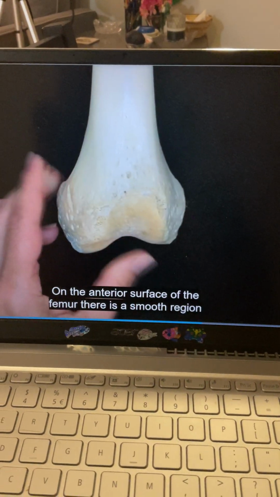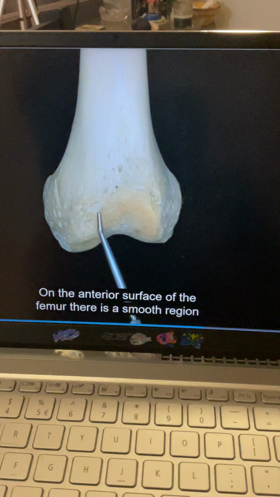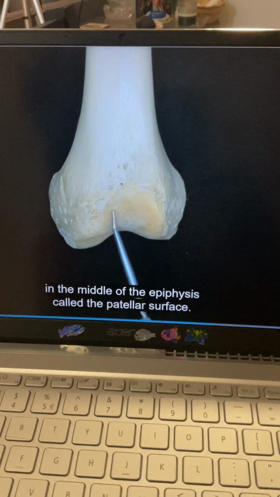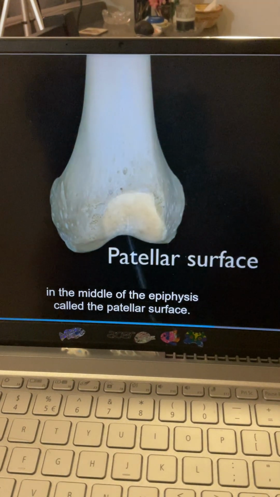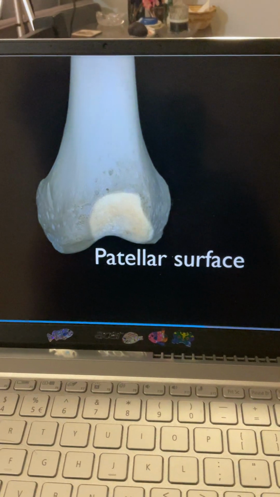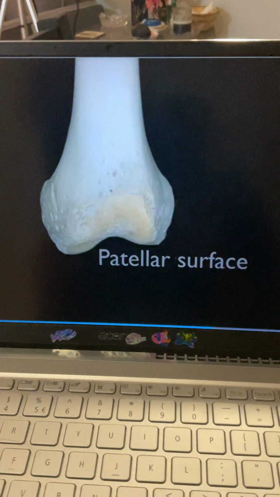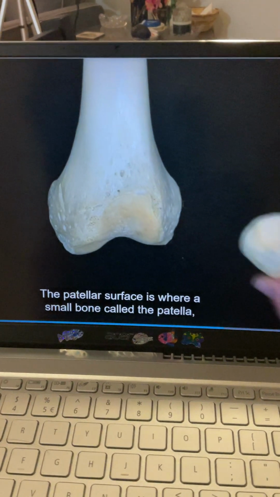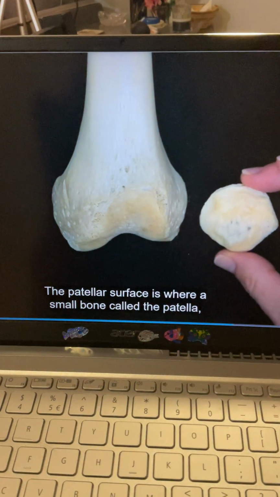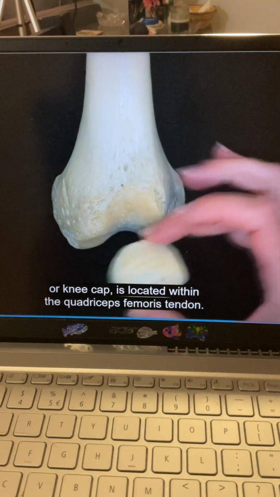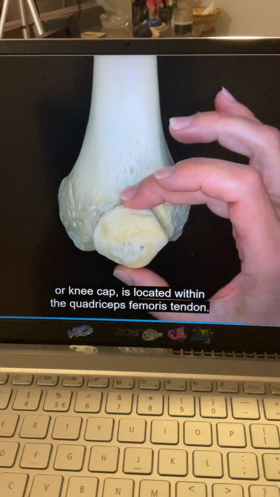On the anterior surface of the femur, there is a smooth region in the middle of the epiphysis called the patellar surface. The patellar surface is where a small bone called the patella, or kneecap, is located within the quadriceps femoris tendon.